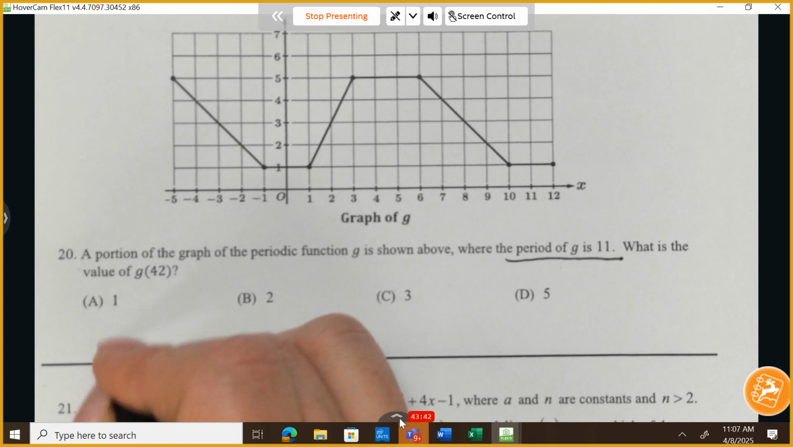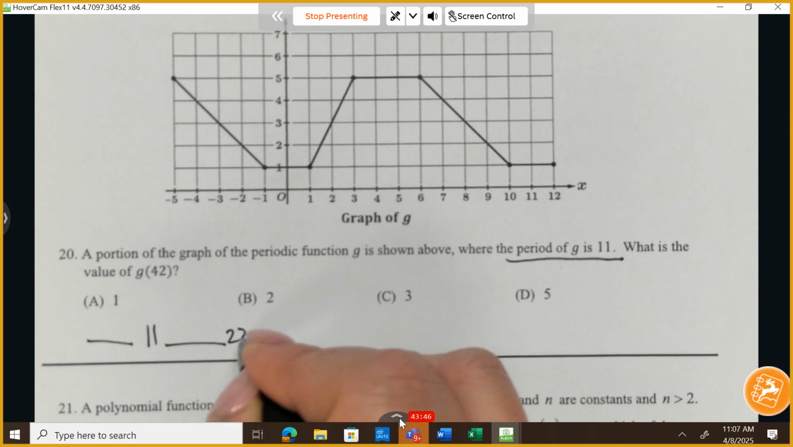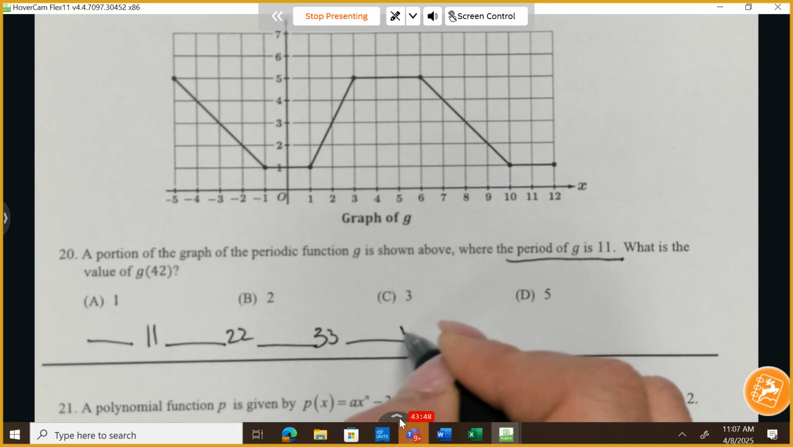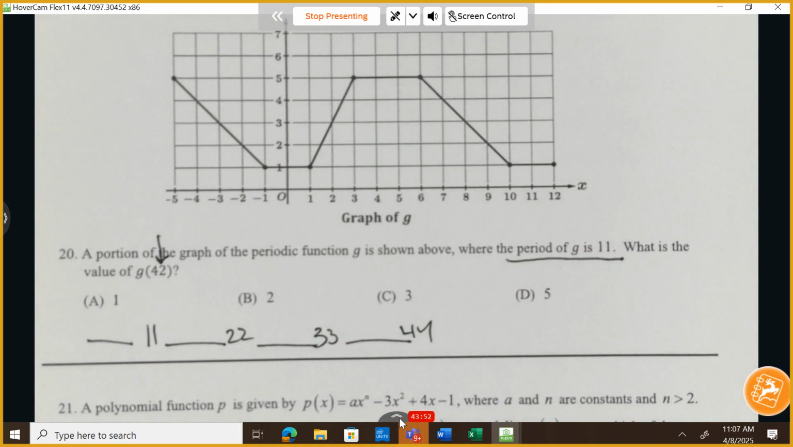Every 11 we're going to start again. So 11, there's the first. Now I add 11, we're at 22. I add 11, we're at 33. I add 11, we're at 44. But I'm like, whoa, I don't need to go that far. I need to backtrack too. Does everybody see that? I need to backtrack too.